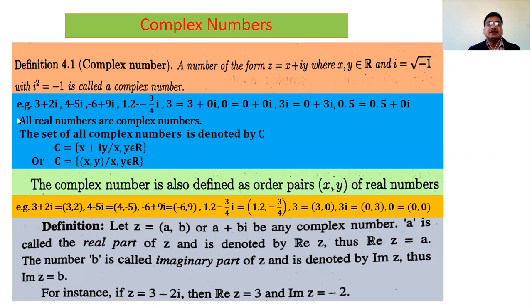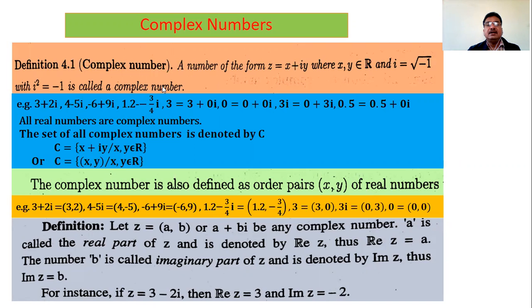What are x and y? X and y are real numbers. For example, 3 plus 2i, 4 minus 5i, minus 6 plus 9i. That is, these x and y are both positive, negative, in all combinations. Then 1.2 minus 3 by 4i, where this y is now a fractional number and this x is 1.2. So this is also a complex number.